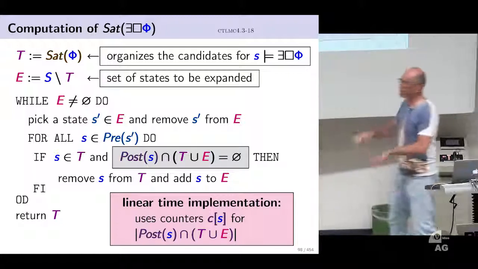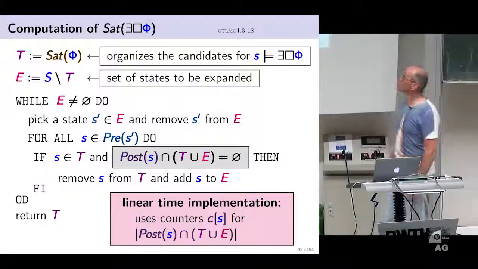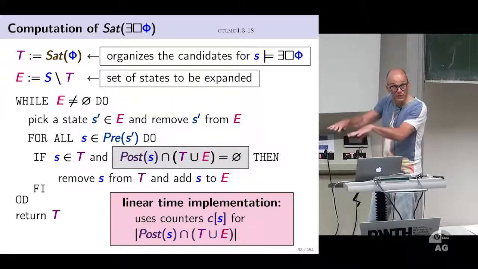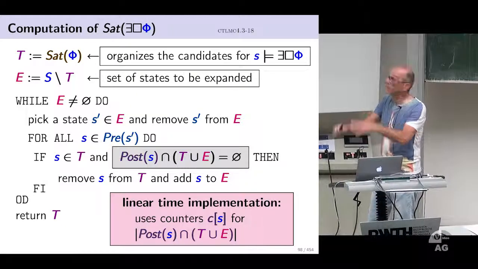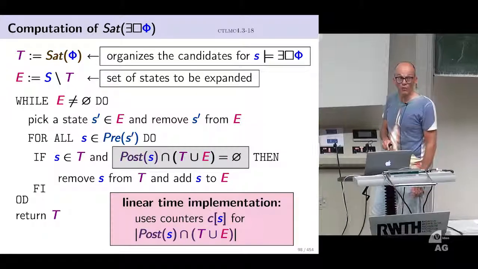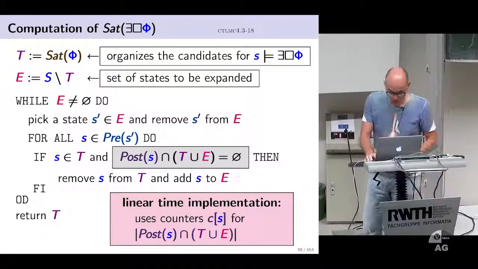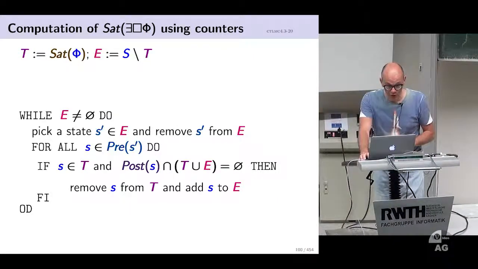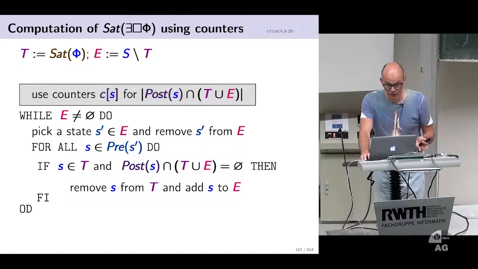And if we remove states from E, then we're going to decrease the counters. Yeah? And then we can easily check whether this holds by checking whether a counter is 0 or whether a counter is non-zero. So this is how it works. This was the frame we had before. We're now going to use those counters.